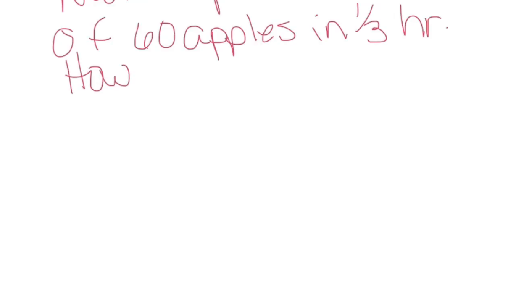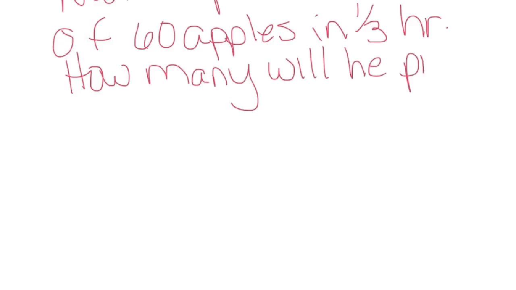Okay, now let's do another one. Nathan picked a total of 60 apples in 1/3 hour. Write and solve a division equation to find out how many apples Nathan could pick in an hour. So let's write this down. Nathan picked a total of 60 apples in 1/3 hour. Write and solve a division equation to find out how many apples could he pick in 1 hour. How many will he pick in 1 hour?